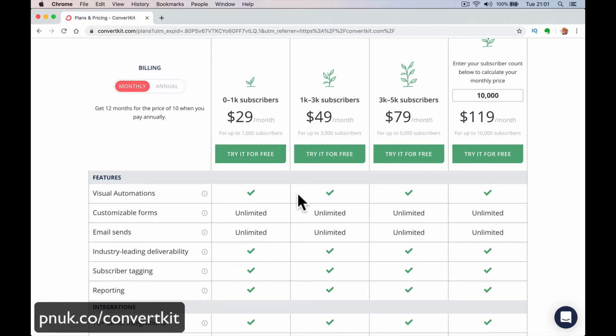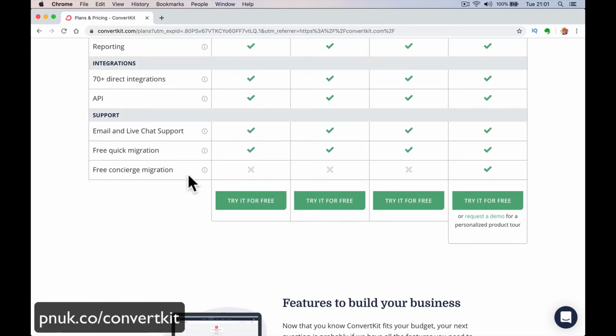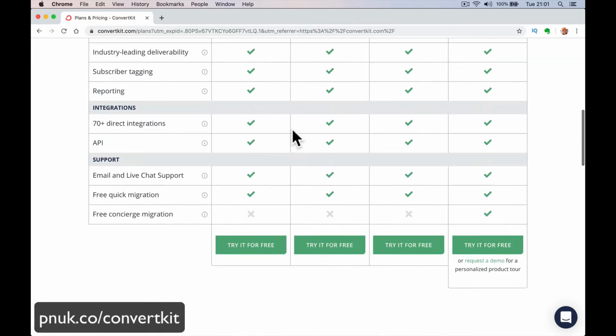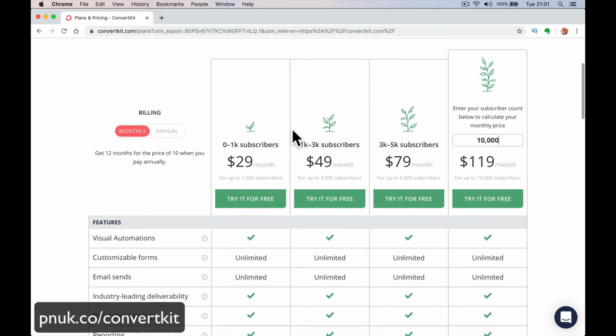So basically, it's easy to understand. You get everything other than free concierge migration. I'm guessing you have to pay for that, but for the most part, you'll be able to do it yourselves. So it goes up in the amount of live subscribers.